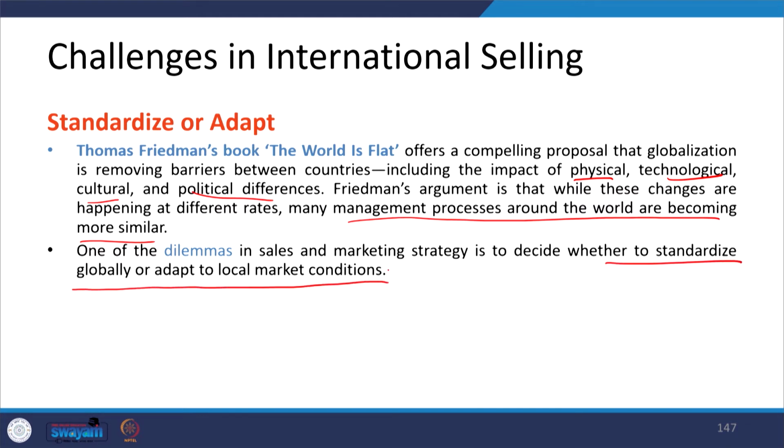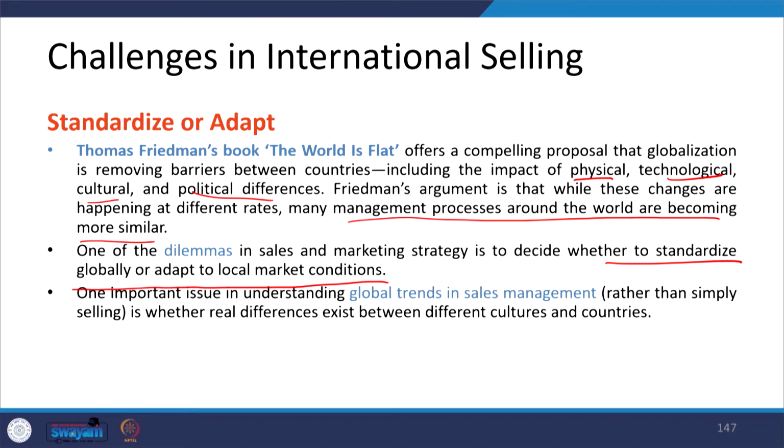to local market conditions. One important issue in understanding global trends in sales management is whether real differences exist between different cultures and countries. And if there are real differences, then it's time to adapt your product. And if there are no certain differences across cultures, let's say for example from Canada to US, there we should not expect many differences across even the 6 cultural dimensions. So in this case, you can straight away go for standardizing the product and sell the same product in both Canada as well as US.